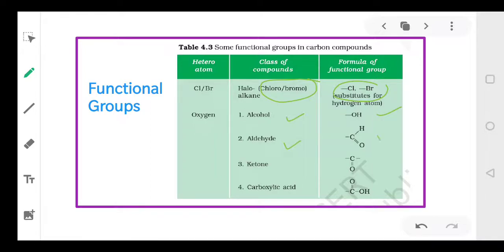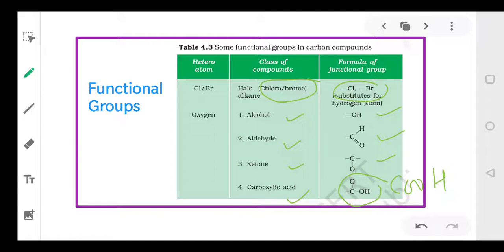Aldehydes, CHO is their functional group. Ketone, CO, that is their functional group. Carboxylic acids, C double bond OH, this is their functional group. So carboxylic acids have a functional group C double bond OH. Ketones, CO. Aldehydes, CHO. Alcohols, OH. And then chloro, bromo, they are also your functional groups.